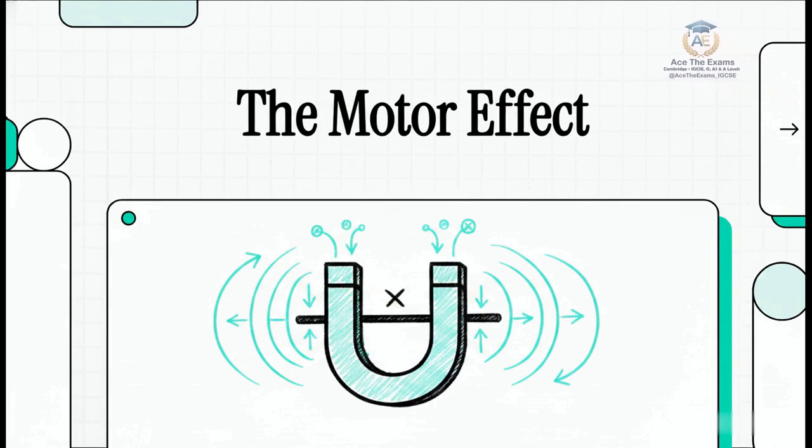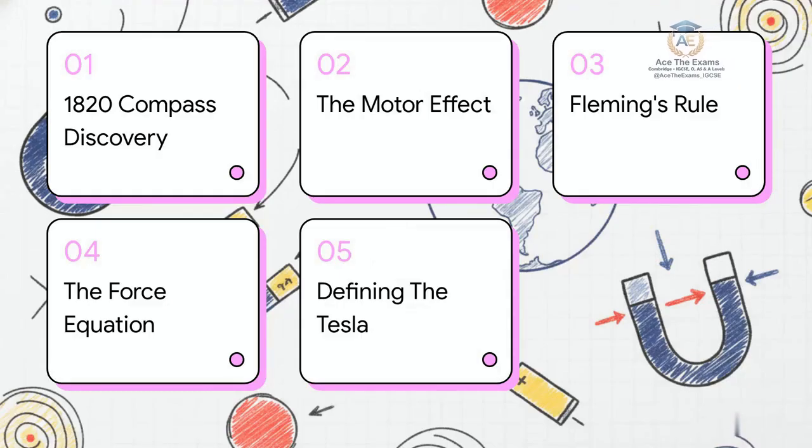Let's get started. Here is our flight plan for today's mission. We are going to build your understanding step by step, starting with a classic exam context. First, we'll look at the 1820 compass discovery. Second, we are defining the motor effect. Third, we'll master Fleming's left-hand rule. Fourth, we'll decode the force equation. And fifth, we'll wrap up by defining the Tesla. By the end of this, you won't just understand the motor effect. You'll have a foolproof strategy for predicting force, unpacking core equations, and racking up those A-star marks.